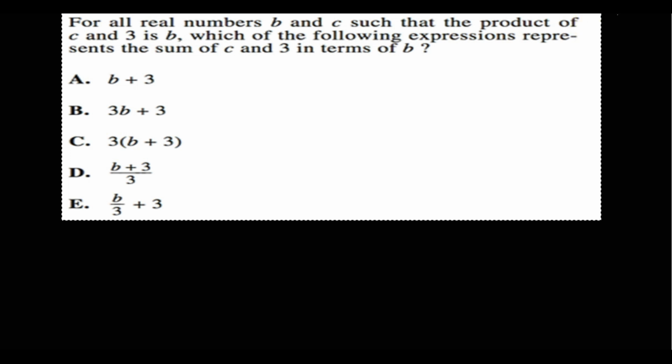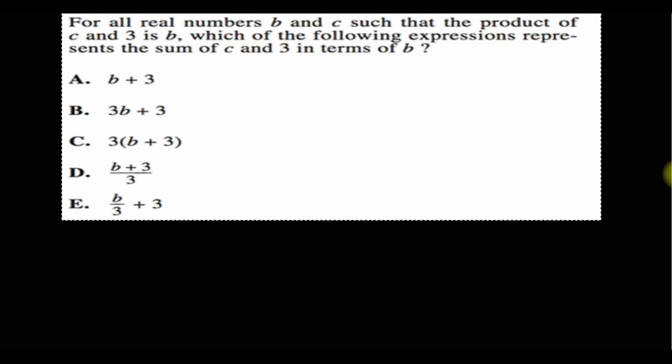The way the ACT classifies easy and difficult is by how long it takes the average student to solve a problem, as well as the percentage of students who answer the question correctly. Let's take a look at this problem right here. This is considered to be one of the most challenging ACT problems. It says, for all real numbers B and C such that the product of C and 3 is B, which of the following expressions represents the sum of C and 3 in terms of B?